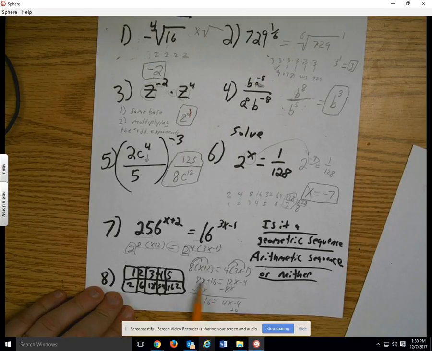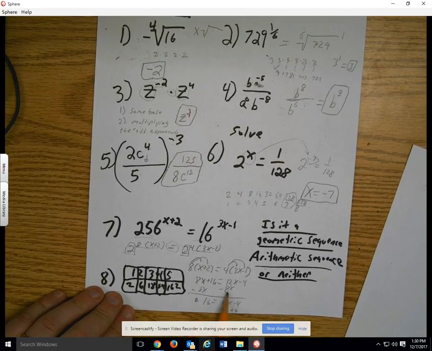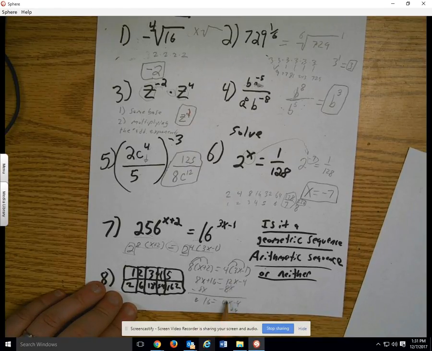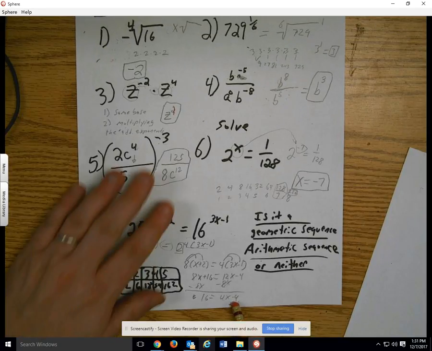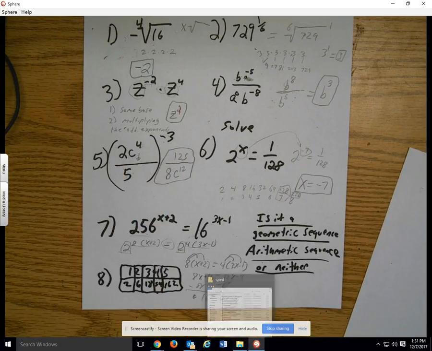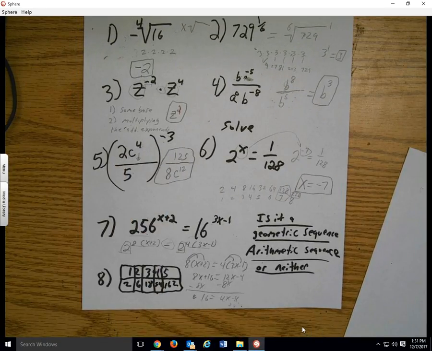I distributed, got the answer. I subtracted 8x from each side, getting the variable terms together. 12 minus 8 is 4. I brought down the 4, and the video just stopped. So, sorry. It does that sometimes. It has a mind of its own.